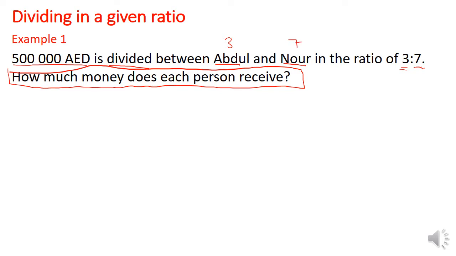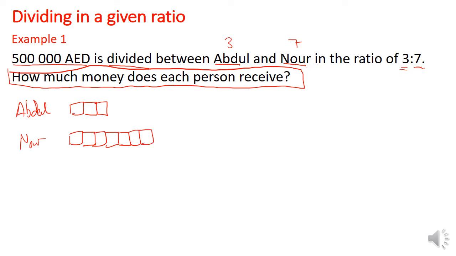So one of the ways that we could do this is we could represent this using a bar model. And so we could say that Abdul is getting 3 parts. So I'm representing those 3 parts there. Noor is getting 7 parts. And by the way, they should all look equal. Just my drawing might be a little bit off. So Noor is getting 7 parts.